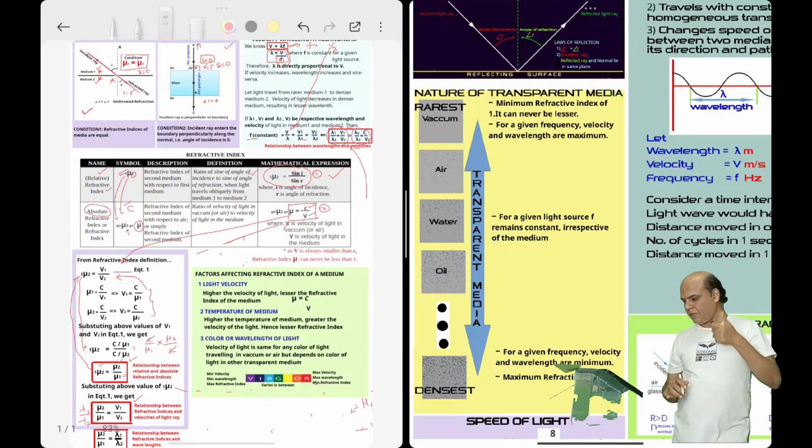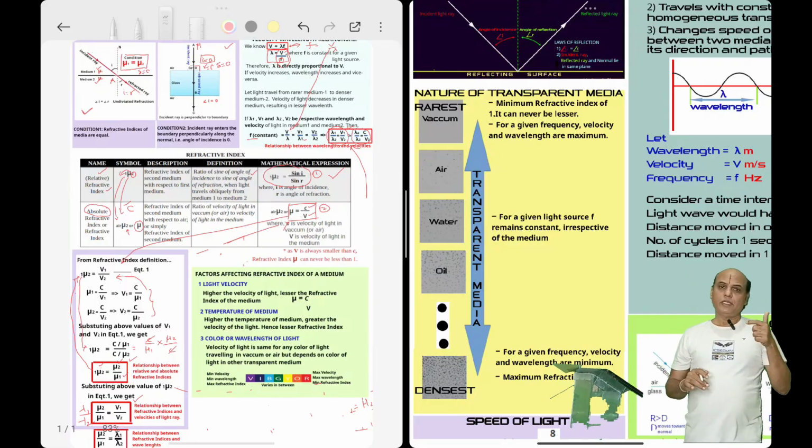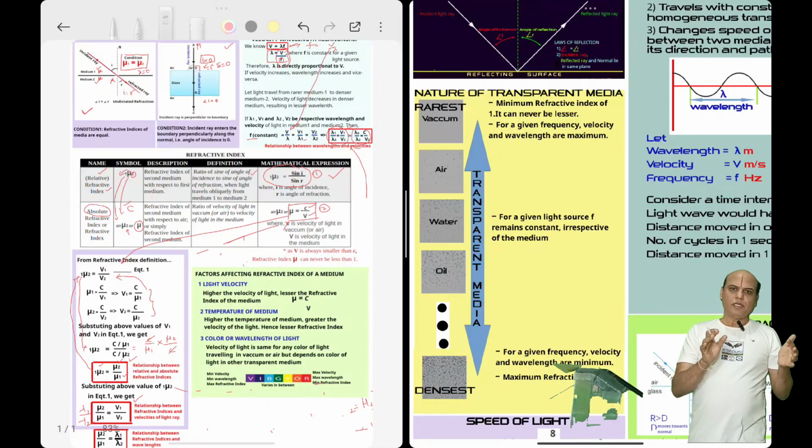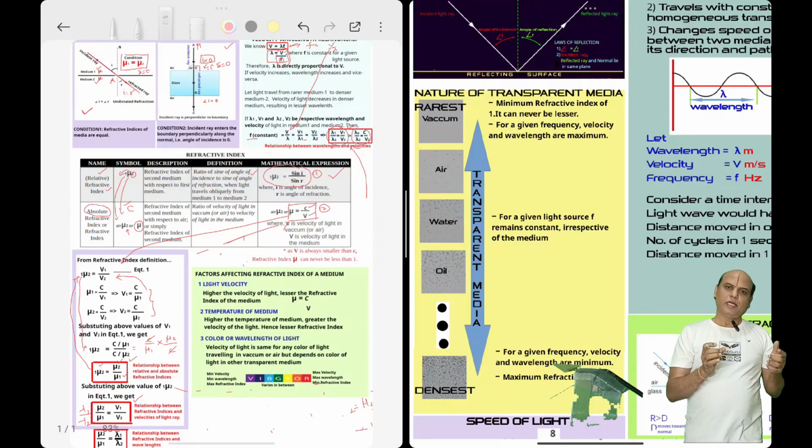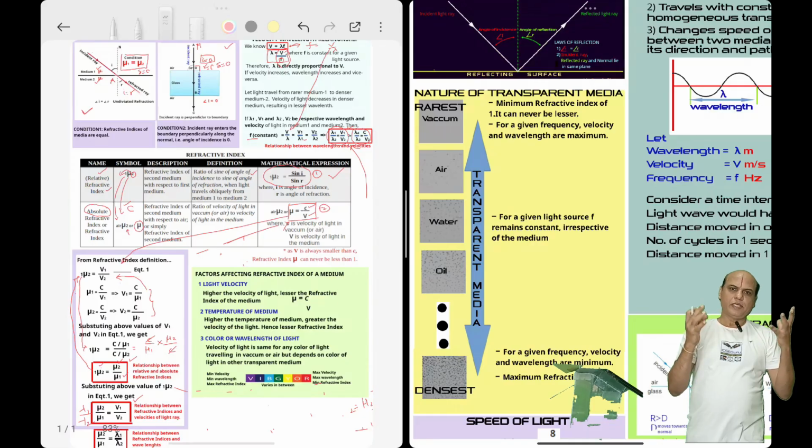One. Second, the temperature of the medium. Suppose we have water and it has a particular refractive index. Suppose I heat the water and increase its temperature. What will happen to the refractive index? When you heat the water, what will happen to the molecules? The gap between molecules tends to increase due to absorption of kinetic energy.